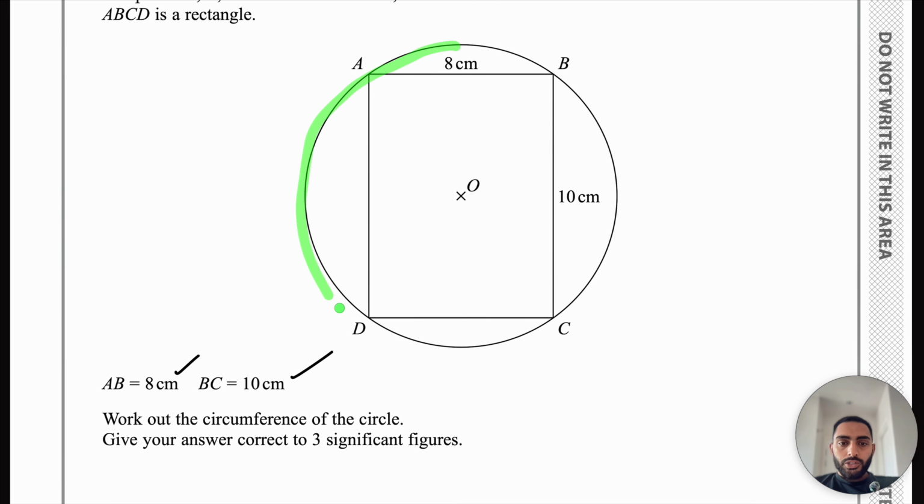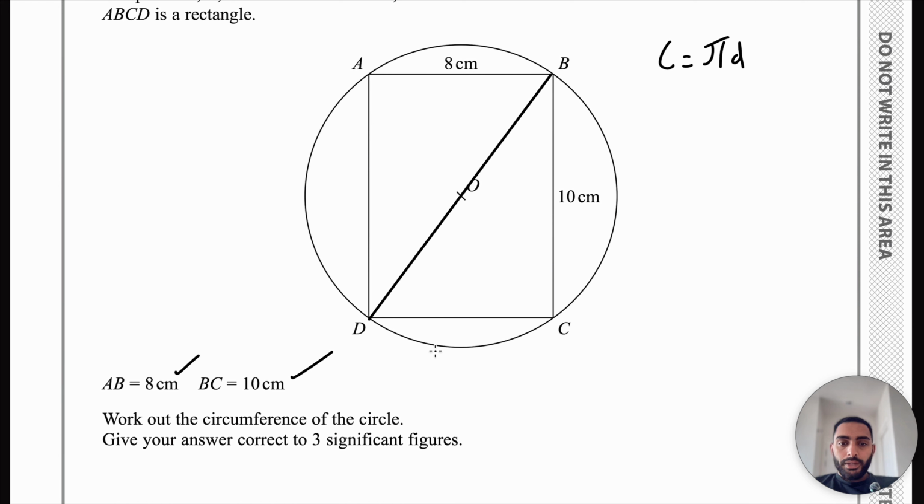Circumference of the circle just means the perimeter around the edge of the circle, so we're trying to find the perimeter of this circle. How could we do that? What is the formula for circumference of a circle? It's pi D, and the D stands for diameter, so we need to try and find the diameter. I'm going to draw my diameter from one corner of the rectangle to the other corner because I think I could find out that length.